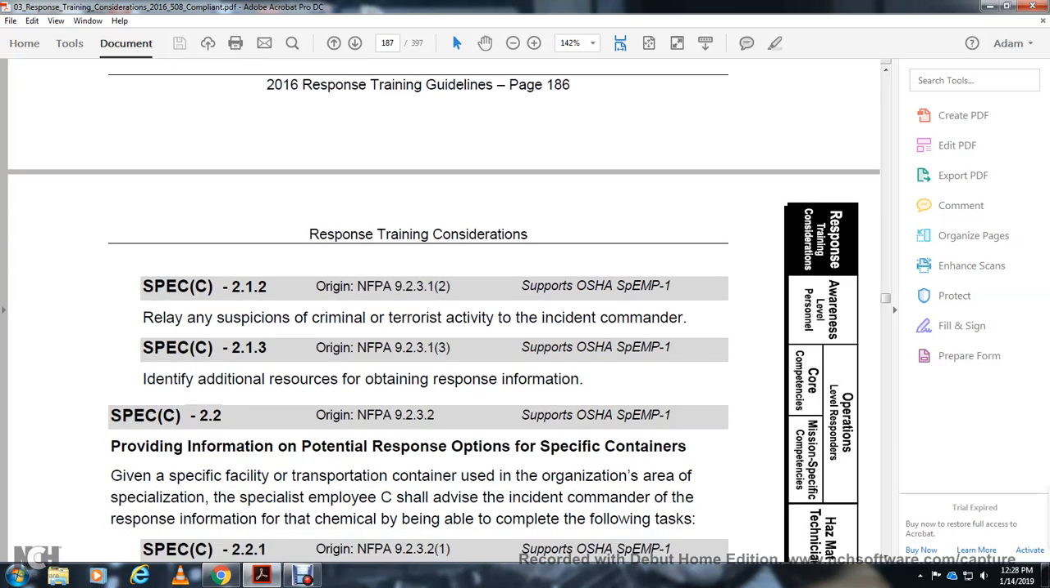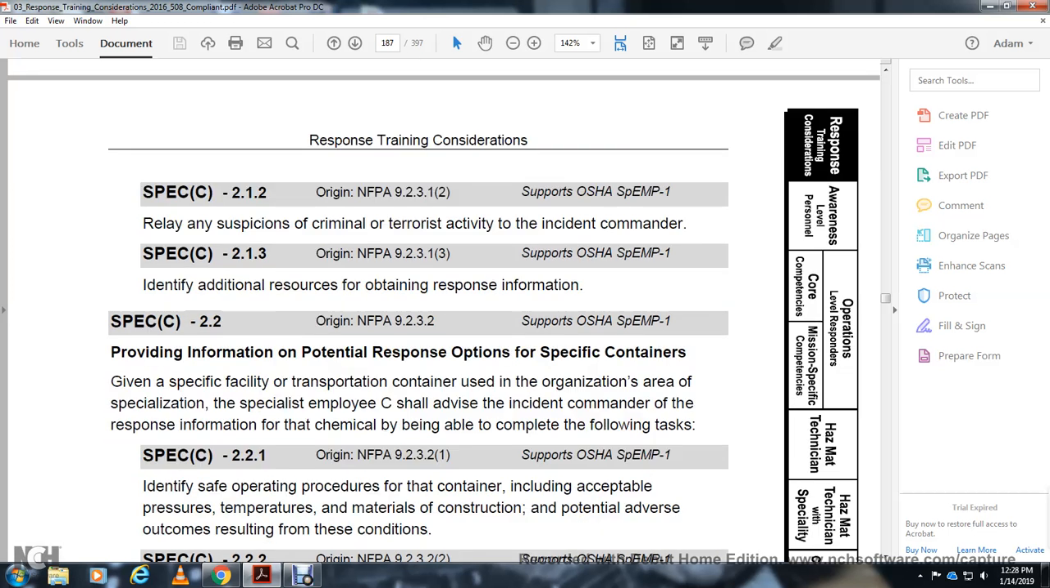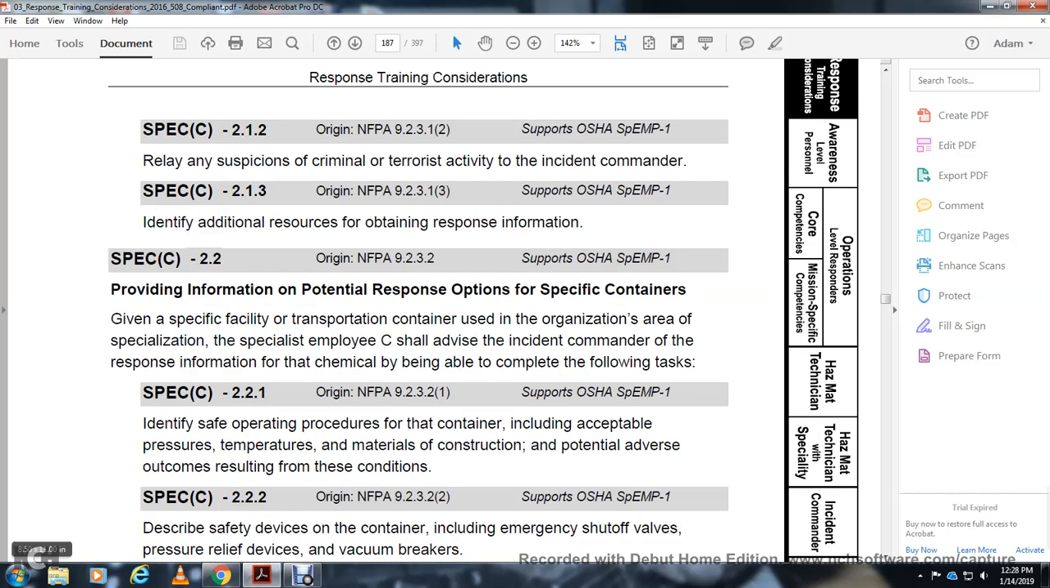Providing information on potential response options for the specific containers, giving the specific facility or transportation container of the organization's area of specialization. Specialist employee C shall provide the incident command with the response information for the chemical and be able to complete the following tasks: identify safety operations pertaining to the container, including acceptable pressure and temperature of the material of construction, and potential adverse outcomes resulting from these conditions.